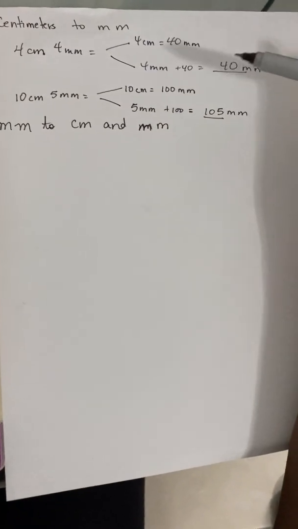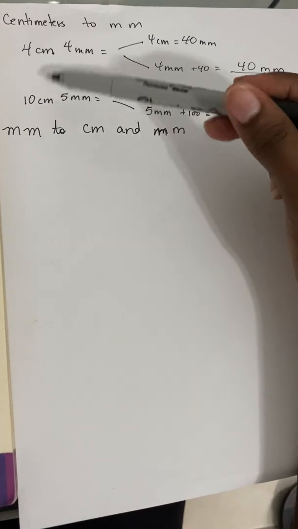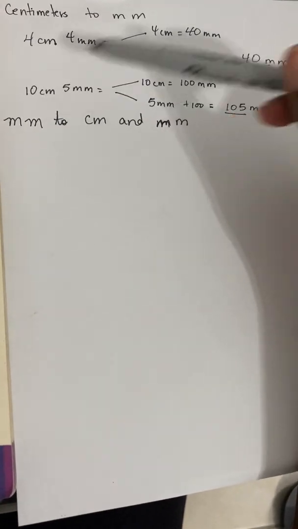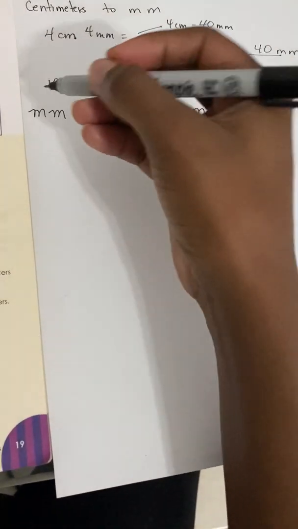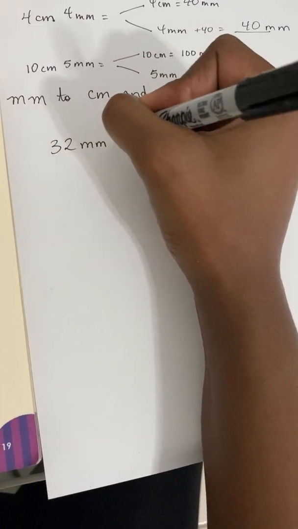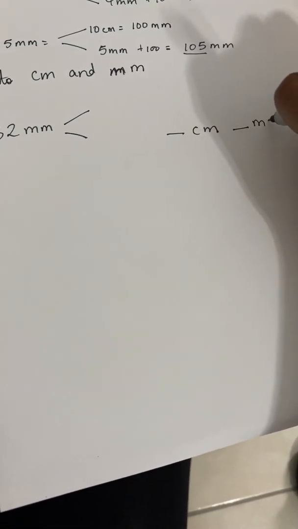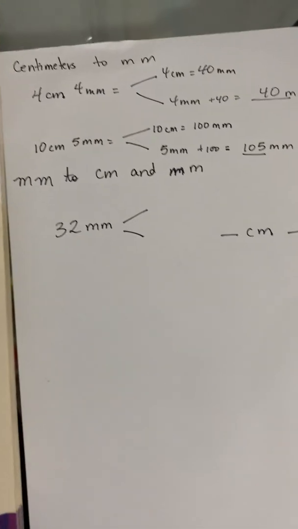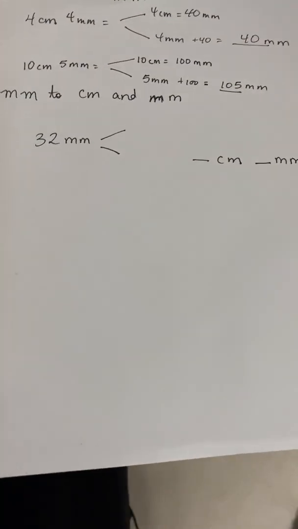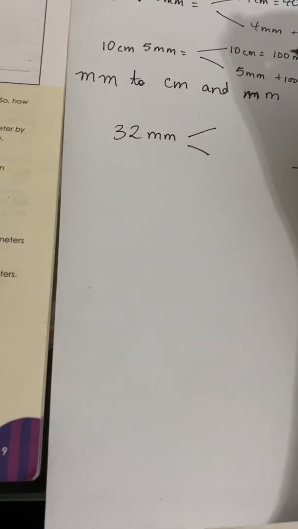Okay, so let's continue. As long as we know what 1 millimeter is, we can find out how many millimeters are in a centimeter. Now we're going to do a little bit of reverse. Let's say I have 32 millimeters and I want to know how much it is in centimeters and millimeters. So we're actually doing the reverse for this one. So let's go ahead and see.